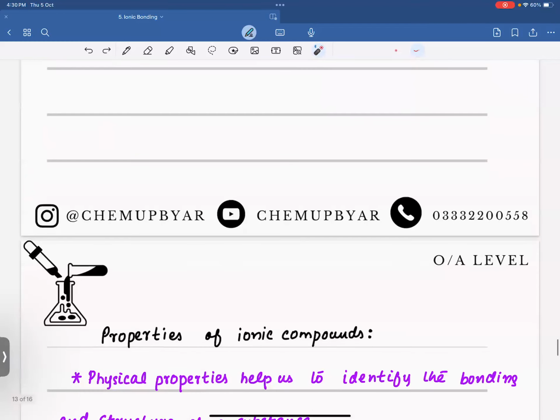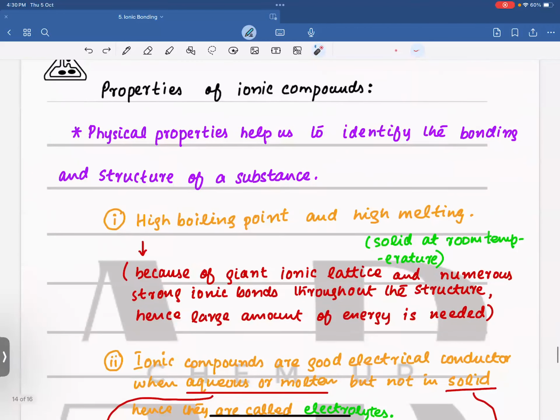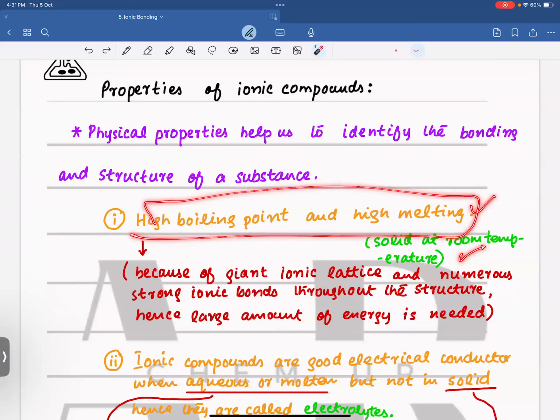Okay. Now we have to go through the properties of ionic compounds. That is the last part of the ionic bonding. Basically, these physical properties are very helpful to identify the structure and the bonding. So you have to remember these properties. For example, when we talk about ionic compounds, their melting point and boiling points are very high, and they are solid at room temperature. And sometimes the examiner asks you the property, so you have to write this.